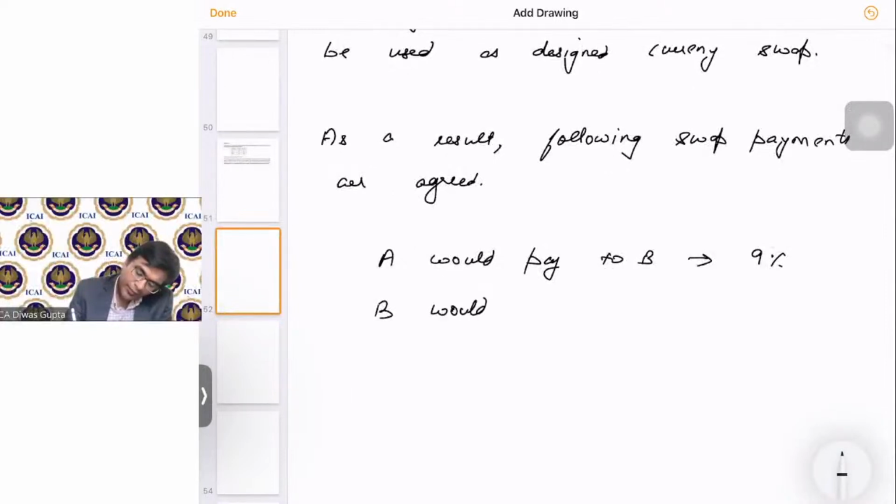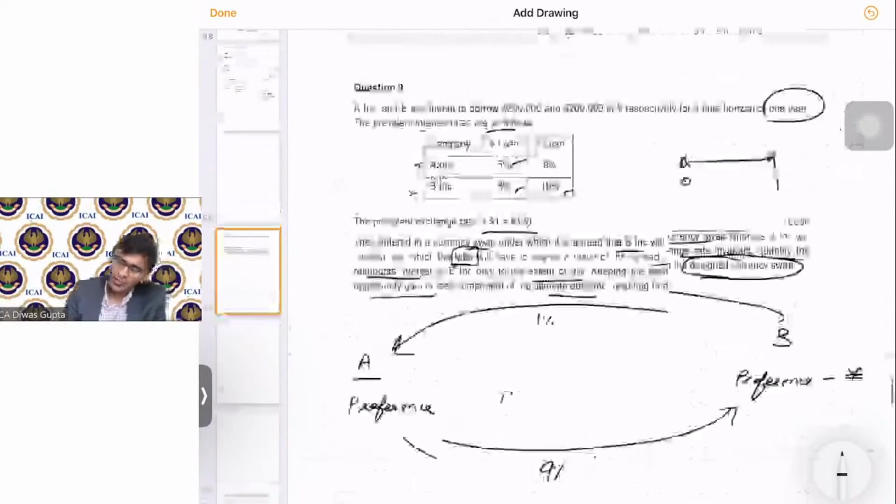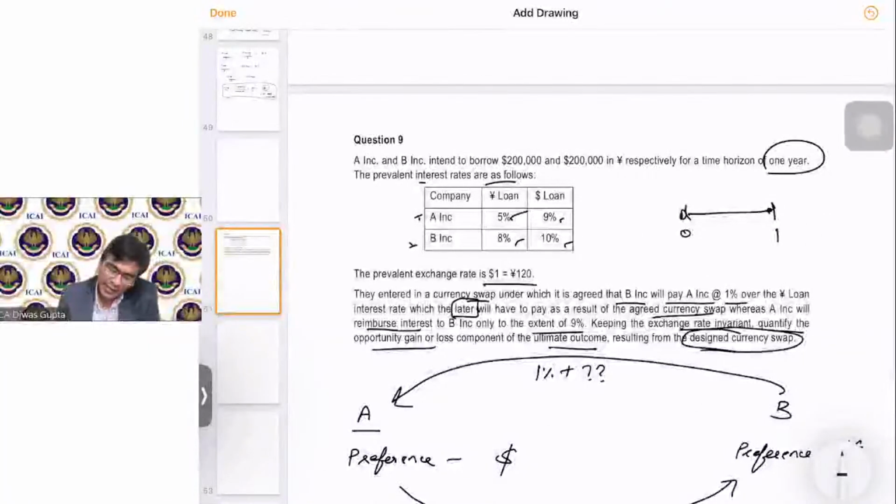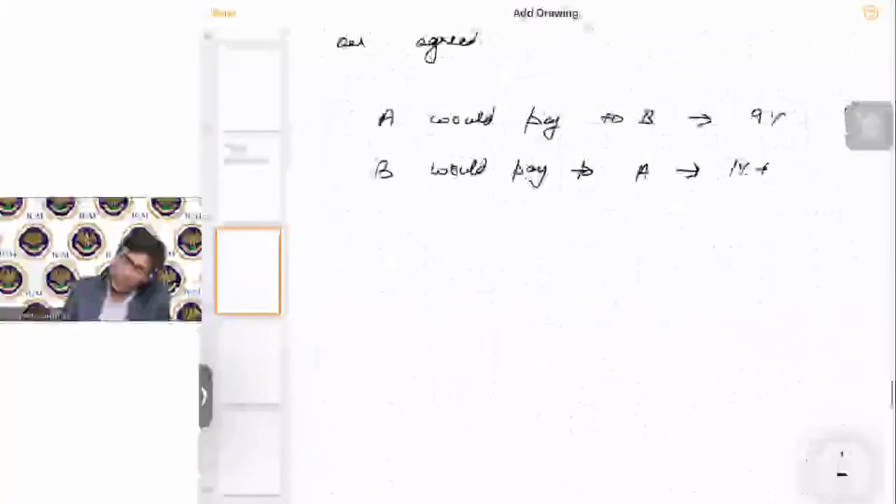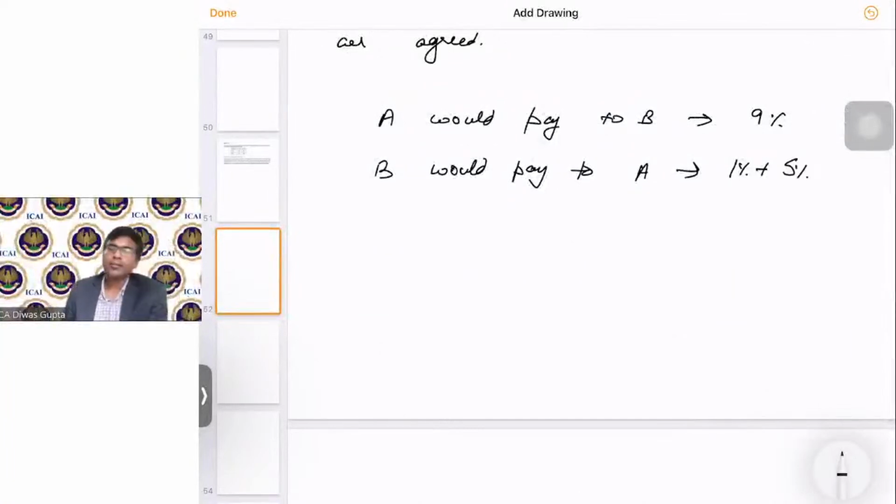B would pay to A 1% plus. Now let's go back to that line and understand 1% over the yen loan interest rate which the latter will have to pay as a result of the agreed currency swap. As per our option 2, we are also saying that A should borrow in yen, which is 5%. So over and above 5%, 1% will be paid extra. I hope this is clear. So the resultant amount is 6%.